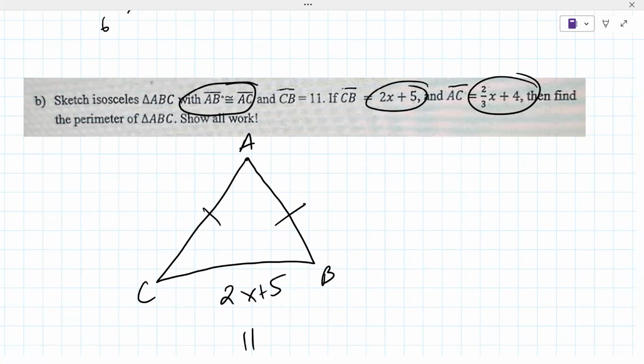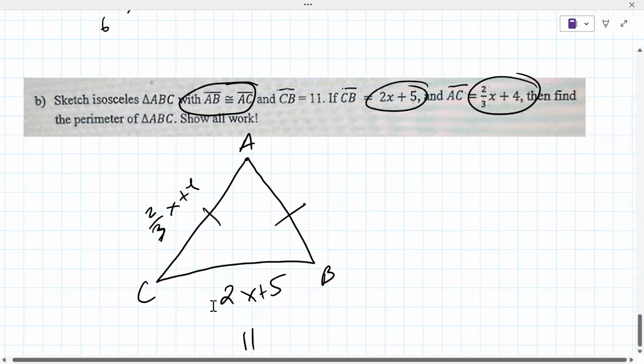Now, what about this 2/3 x plus 4? Where does that go? On the left-hand side. Right. And then we want to first solve for x, okay? So you're going to use this bottom information here to solve for x, please.